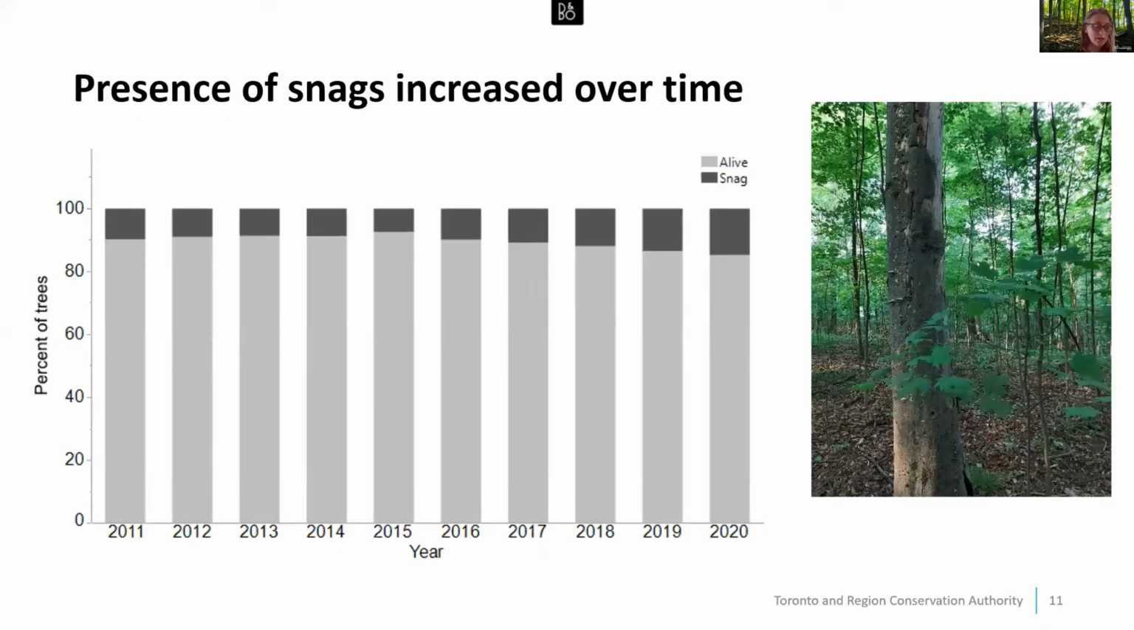And as you might assume as well, we saw that the percentage of trees classified as snags increased over time. And we see that we mostly have about 89% or so of live trees, and then about 11% or so that are snags. And we also found that the presence of ash snags increased over time.